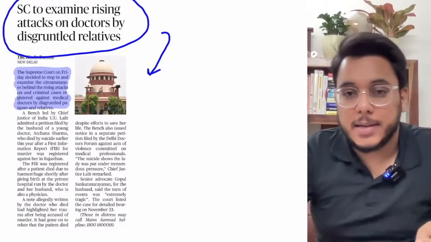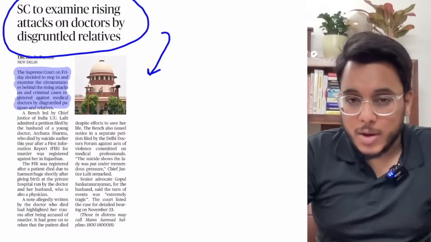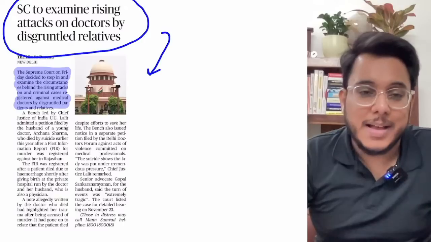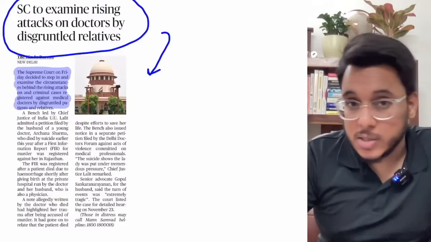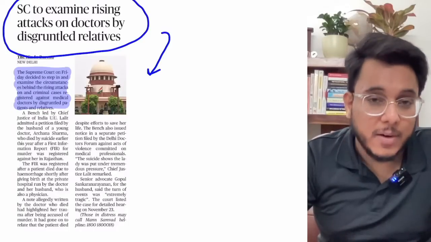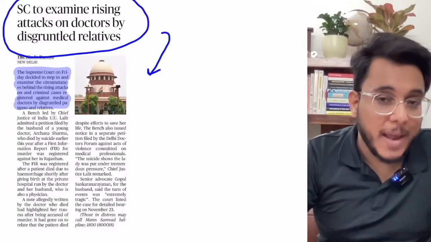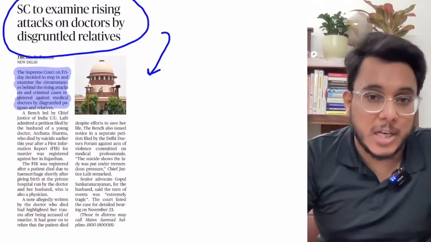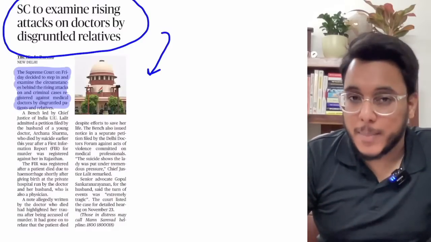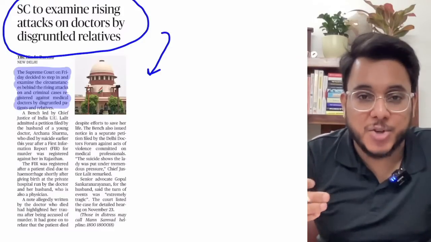Supreme Court to examine rising attacks on doctors by disgruntled relatives. Okay, now in the past, guys, you might have seen it many times in the news that many times people attack doctors if they lose a relative or loved one in the hospital. Many times there are genuine concerns of the relatives, because sometimes there is negligence on the part of the doctors or the paramedic staff, or sometimes the patients are not attended to properly with compassion, with empathy.